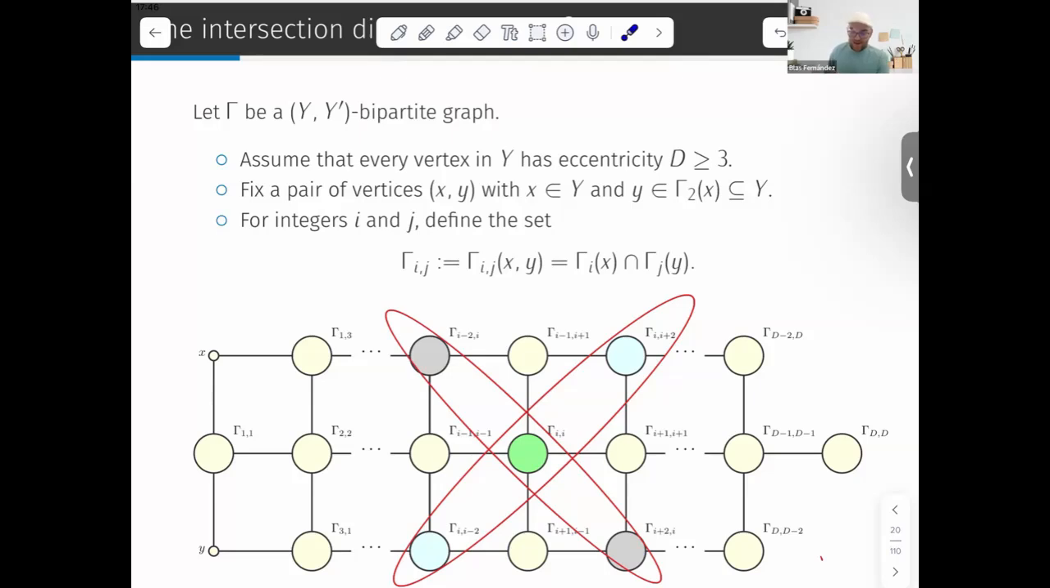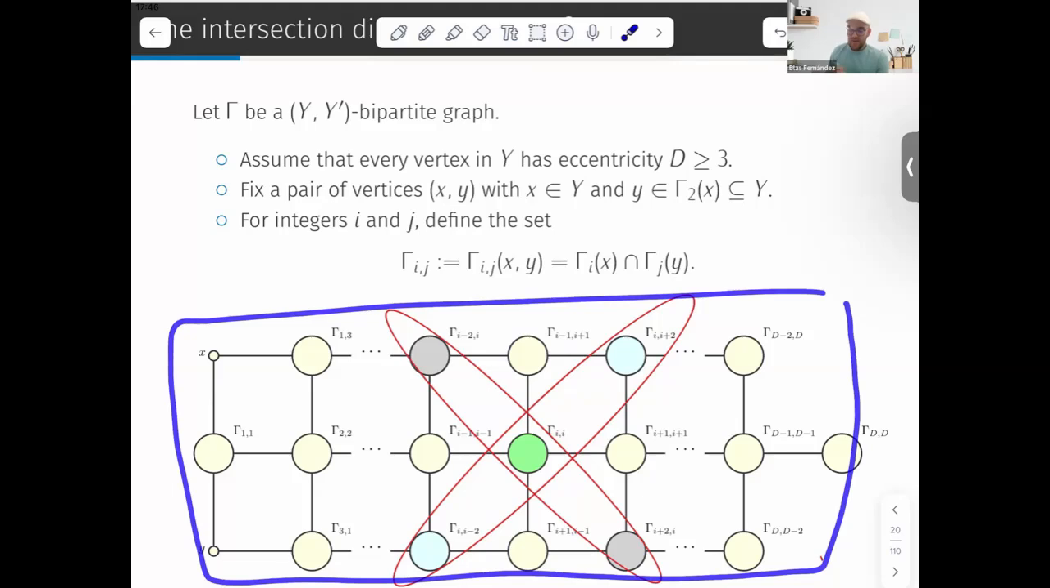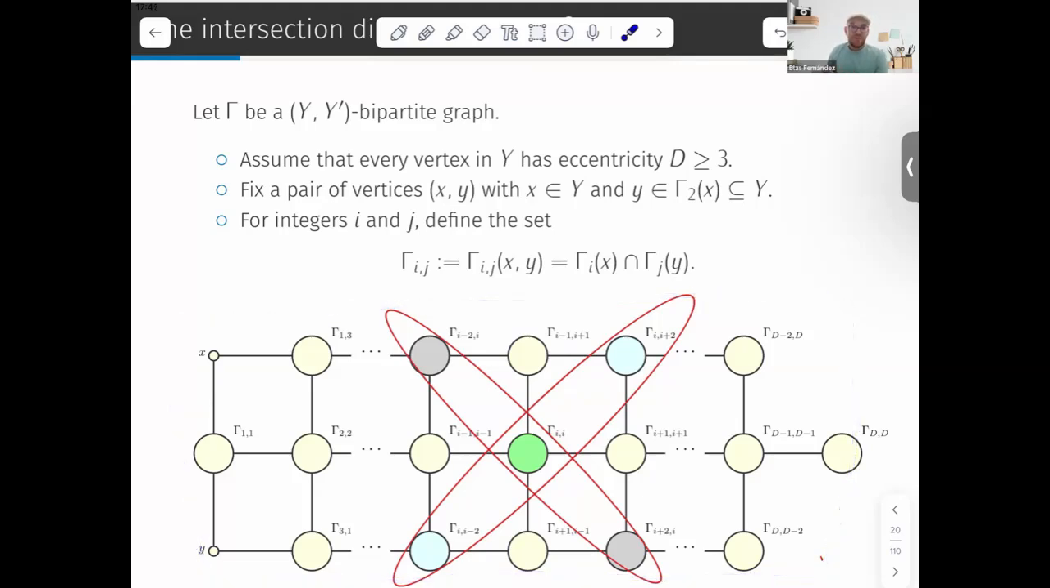And among all possible sets, we consider those which are possibly non-empty, and so the ones that survive are all of these shapes. Let's say gamma i-1,i+1, gamma i,i, and gamma i+1,i-1. We represent it in this diagram, where a line between two bubbles indicates the existence of possible edges between these bubbles. So for instance, if we have x here and y is here, here we have all vertices which are at distance 1 from x and at distance 3 from y, and so on.